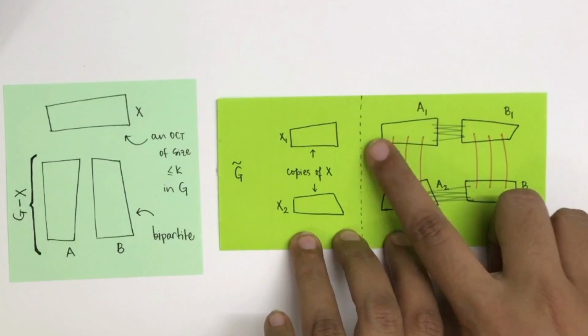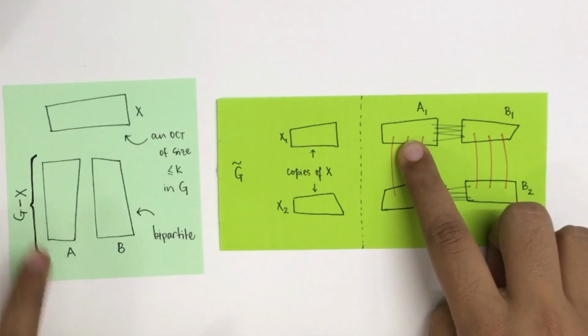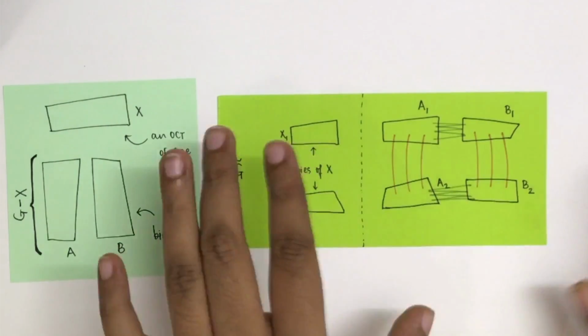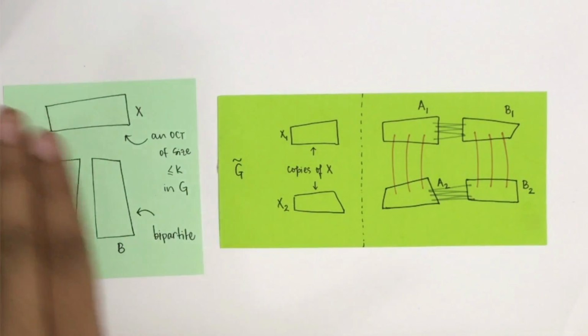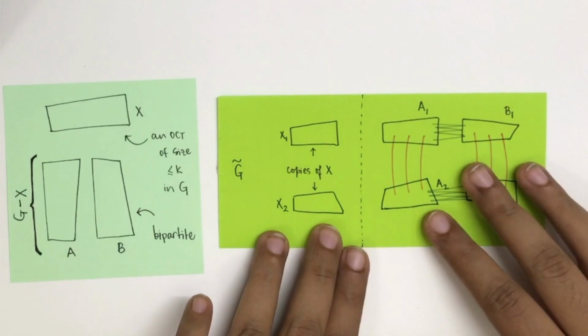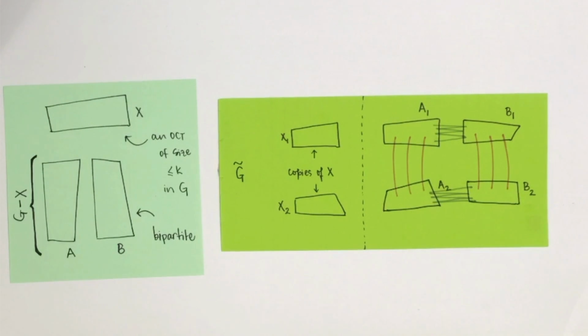So by the way, I'm using capital A1 to denote the subset of vertices which constitute the first copies of the vertices in A, A2 to denote the second copies, and so on and so forth. X1, X2, B1, and B2, that's the notation, and hopefully that's clear. Now, what do we want to show here? What we want to show here is that we had an OCT of size at most k here, so we want to say that there's a vertex cover of size at most n plus k here. By just staring at this picture, can you spot this vertex cover of size n plus k?